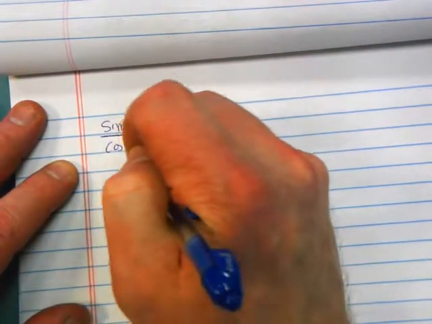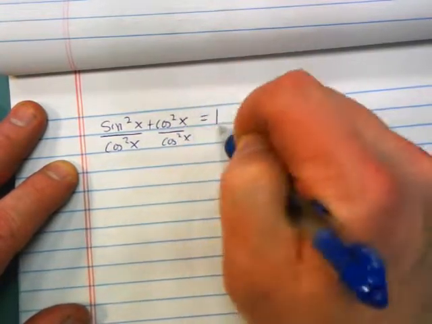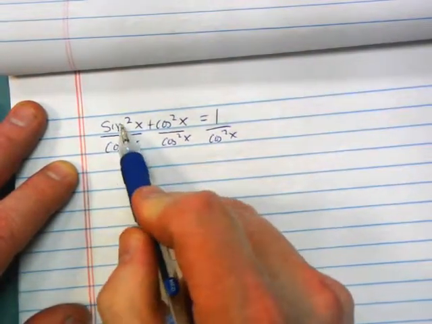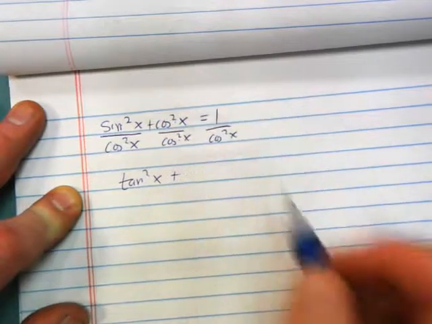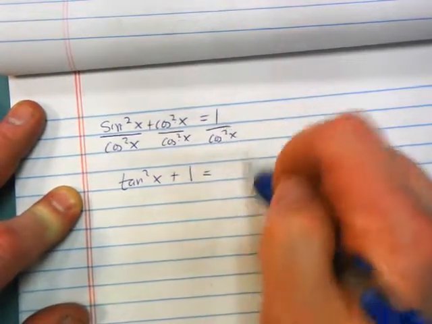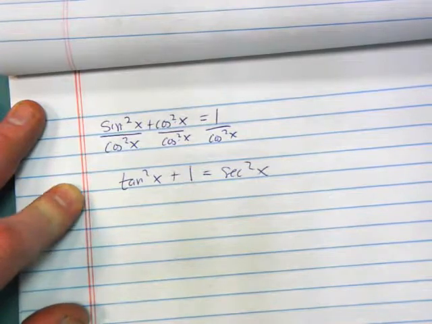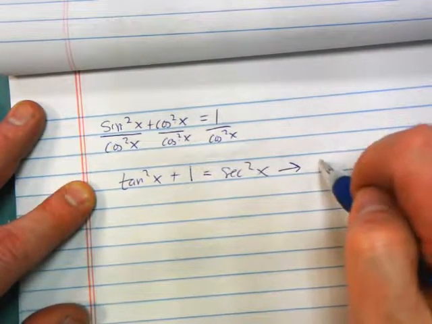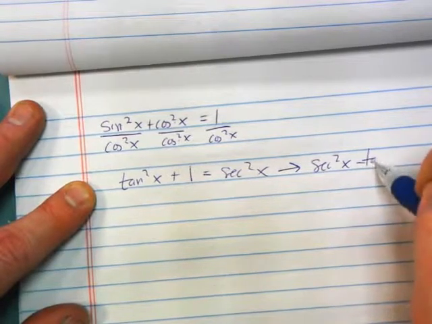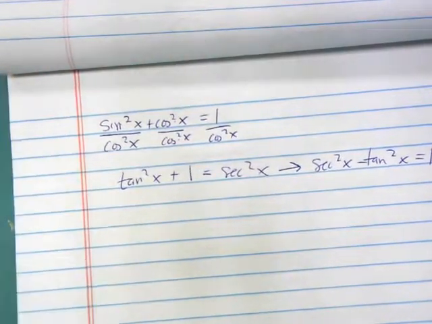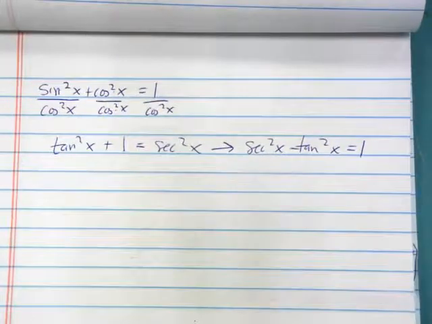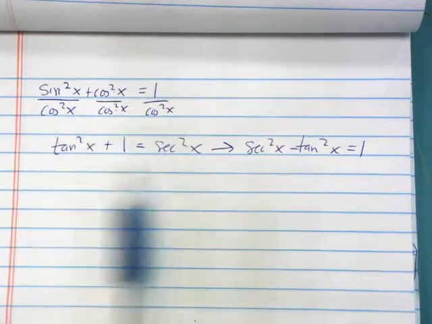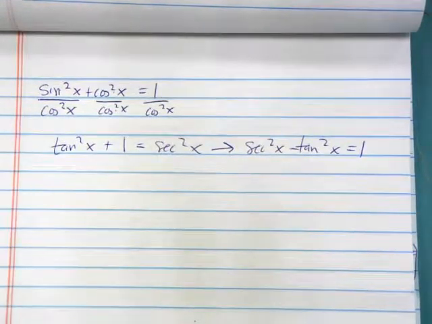I'm going to take this equation and divide everything by cosine squared. What's sine squared divided by cosine squared? Tangent squared. What's cosine squared divided by cosine squared? 1. And what's 1 divided by cosine squared? Secant squared. So this is sometimes written as secant squared x minus tangent squared x equals 1. In the not too distant future, we're going to get to a section called trigonometric substitution, and this form of this Pythagorean identity will be very important to us. So, good one to remember.